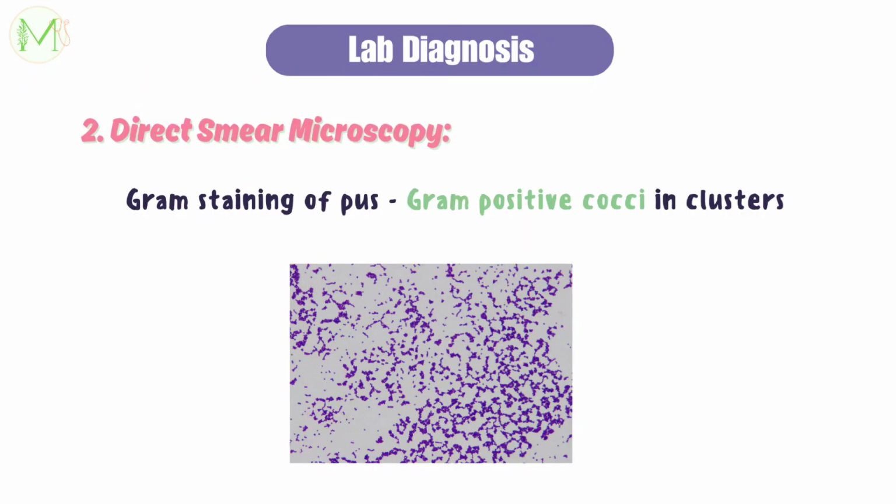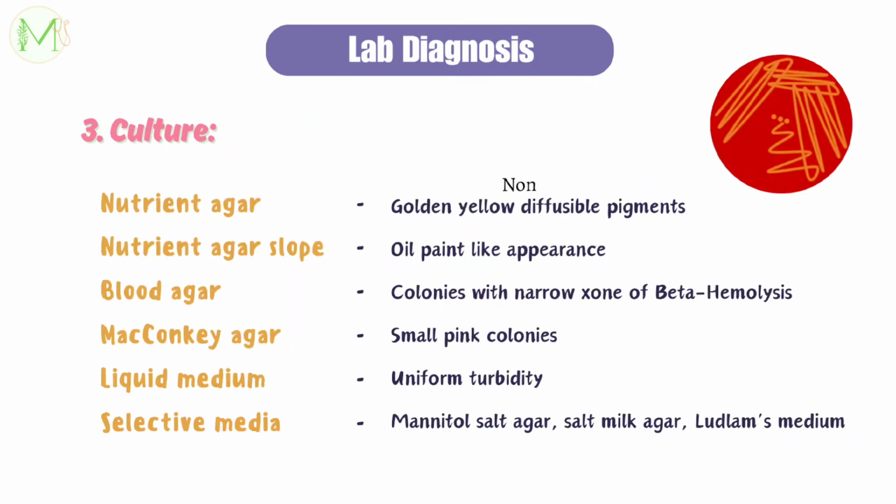After collecting these samples, firstly, what we do is direct smear microscopy. Gram staining of the pus or the wound swab would reveal pus cells with gram-positive cocci in clusters when seen under the microscope. Next, we have certain cultures. Their detailed procedures will be explained in further videos. But for now, let's see the results.